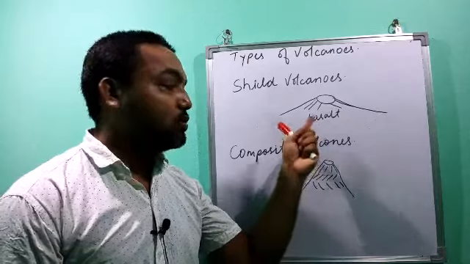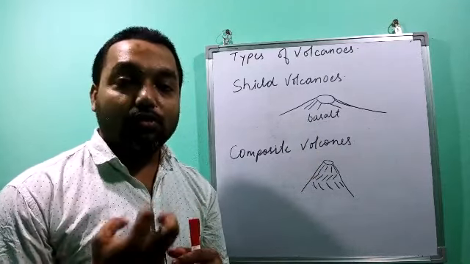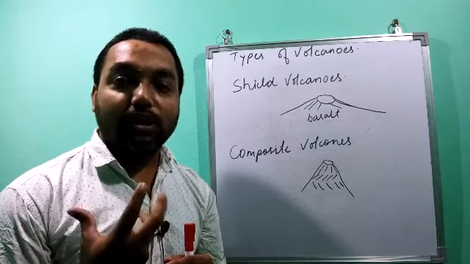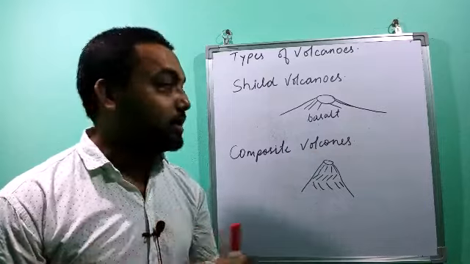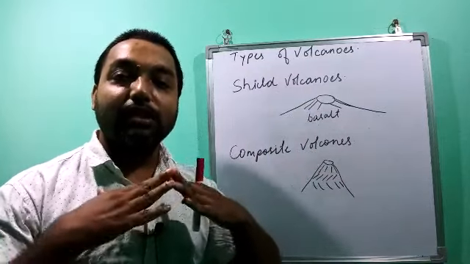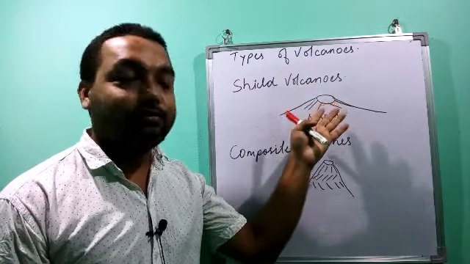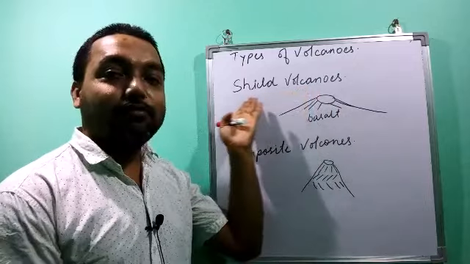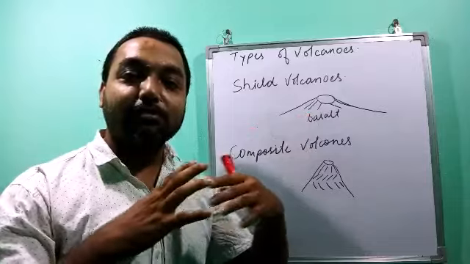Shield volcanoes are those from where basalt, one kind of chemical, comes out. It is a little bit liquidy, hot and molten. So the mountain that is formed is not very steep. It is a little bit flat, because the material that comes out from the vent inside the earth flows over a very long distance. As a result, it becomes very flat.